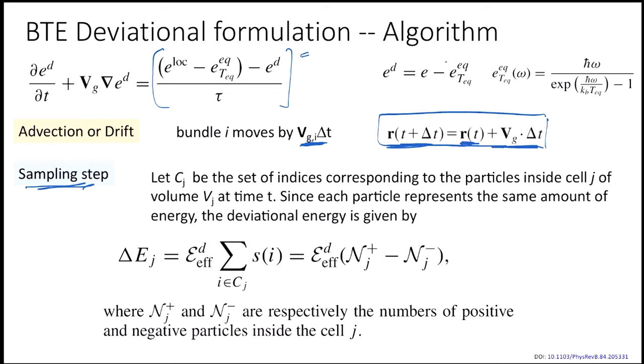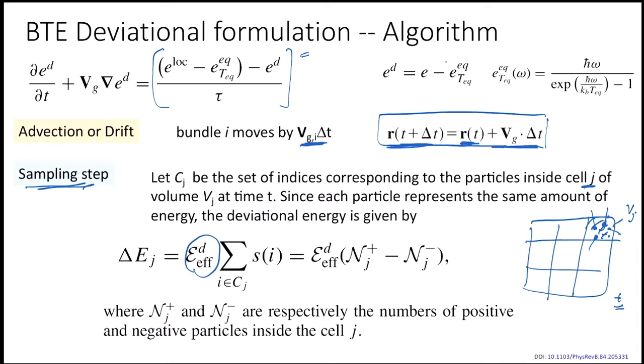Cj is the set of indices corresponding to the particles inside cell j of volume Vj at time t. So let's say this is our cell j, the volume of this cell is Vj, and we are at some particular time t. Each particle is essentially of the same energy. There is nothing different about each particle. There could be many such computational particles here, not necessarily one, it could be thousands, because we are taking 10 to the power 6 particles. So at a time, there could be many particles in this cell, and each one of them is carrying exactly the same amount of energy, epsilon D effective.